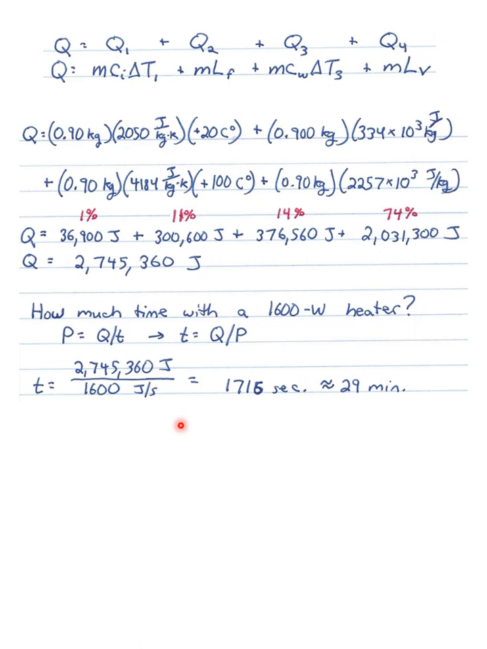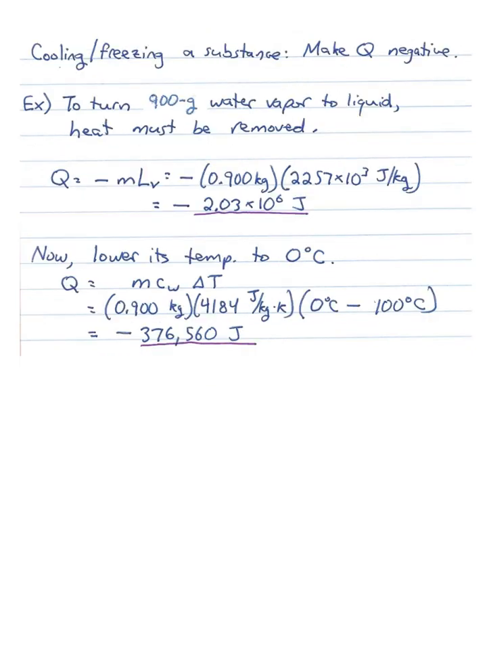1716 seconds, or about 29 minutes. So a significant amount of time, a significant amount of heat to take this ice, melt it, raise its temperature, and boil it all away. Now, that has been raising the temperature and boiling a substance. Well, first melting and then boiling.